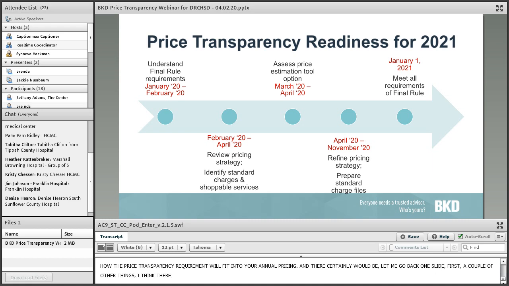And then, of course, the contracts. Our recommendation would be to make out a grid of your contracts and start to map plan codes and determine the basic payment terms for those contracts. And then think about how the price transparency requirement will fit into your annual pricing.